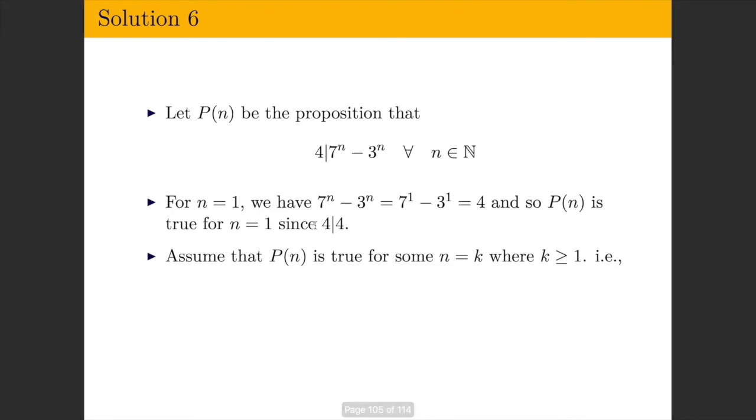Now we begin the inductive step. And so again, what we're going to do is assume P(n) is true for some n equals k, where k is greater than or equal to 1. In other words, we're going to assume 4 goes into 7 to the power of k minus 3 to the power of k. Remember, we can rewrite this divisibility statement as an equality statement: 7^k minus 3^k can be represented as 4m, where m is an element of the natural numbers.